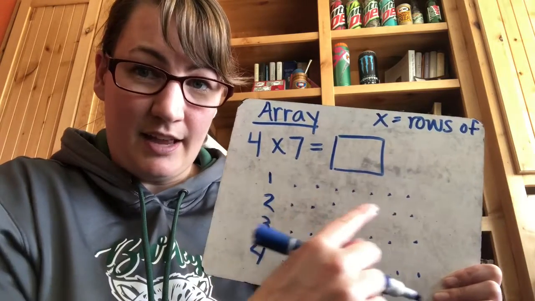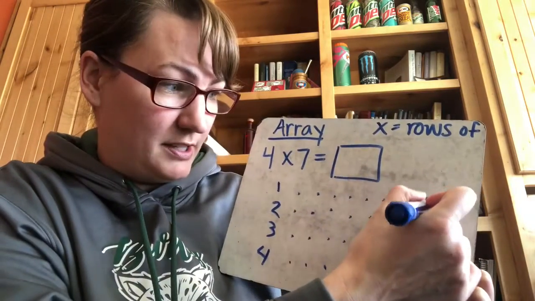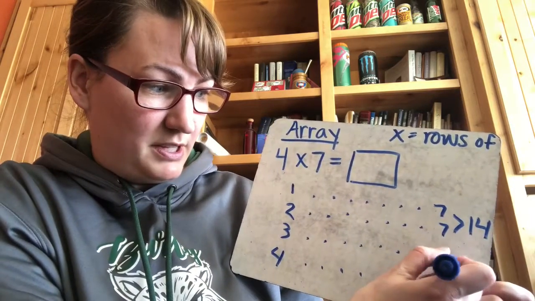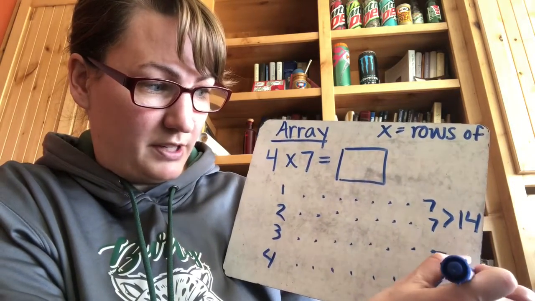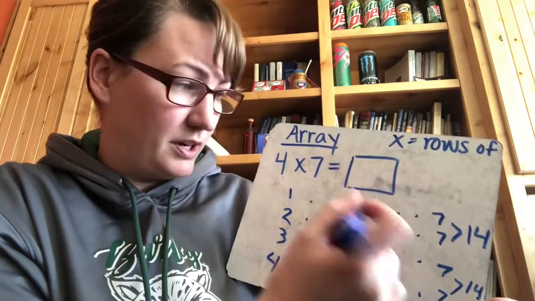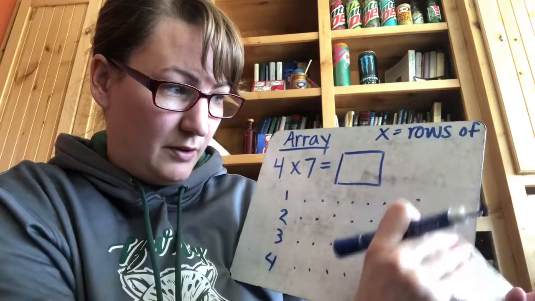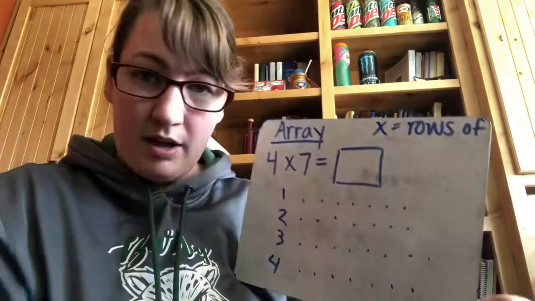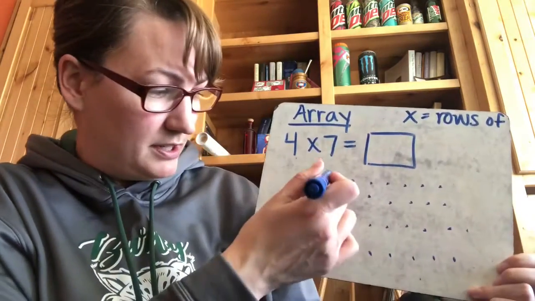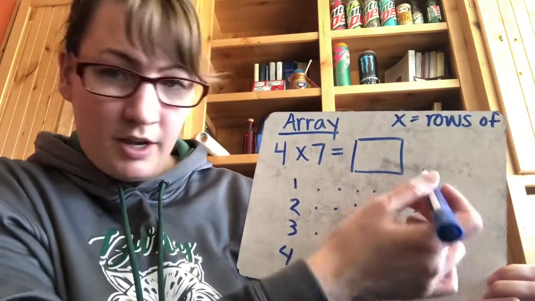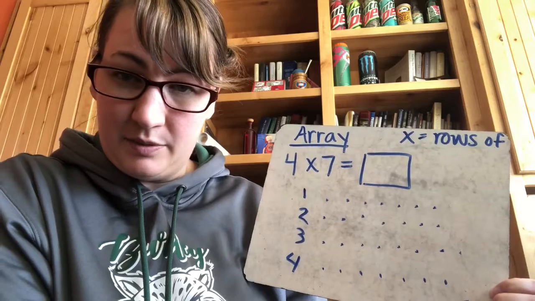I could say 7 plus 7. So this is 7 plus 7. I know that that is 14. And then I could add 14 plus 14 would be 28. Okay. I could also look at my columns, and I could count by 4. So I could say 4, 8, 12, 16, 20, 24, 28, and that would get me 28.